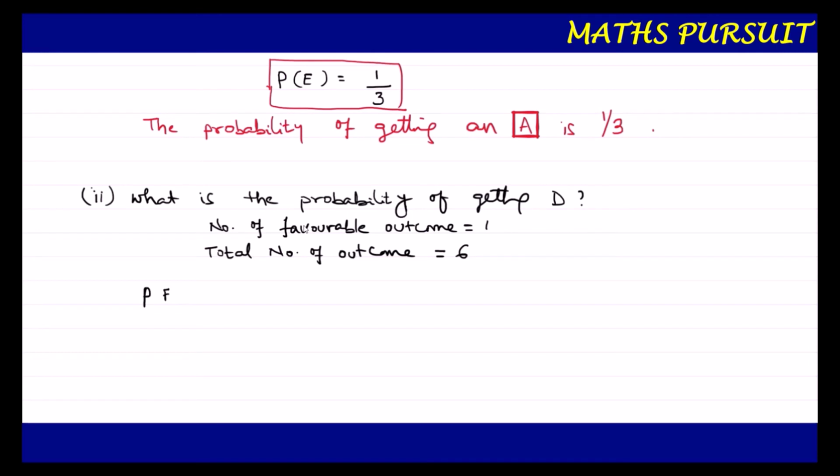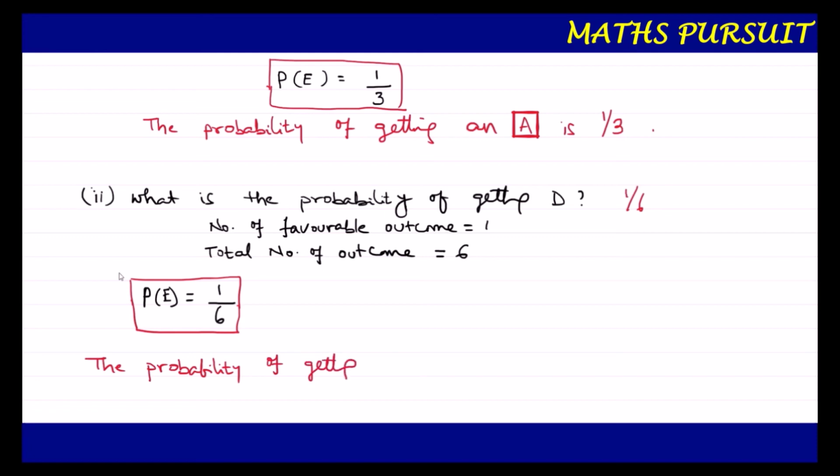So the probability of the event, that means the probability of getting D, is equal to 1 upon 6. Guys, this is our answer. So we can say that the probability of getting D is 1 upon 6. And the concluding answer is that the probability of getting D is 1 upon 6. Hope guys you understood the calculation that I did in getting the answer.